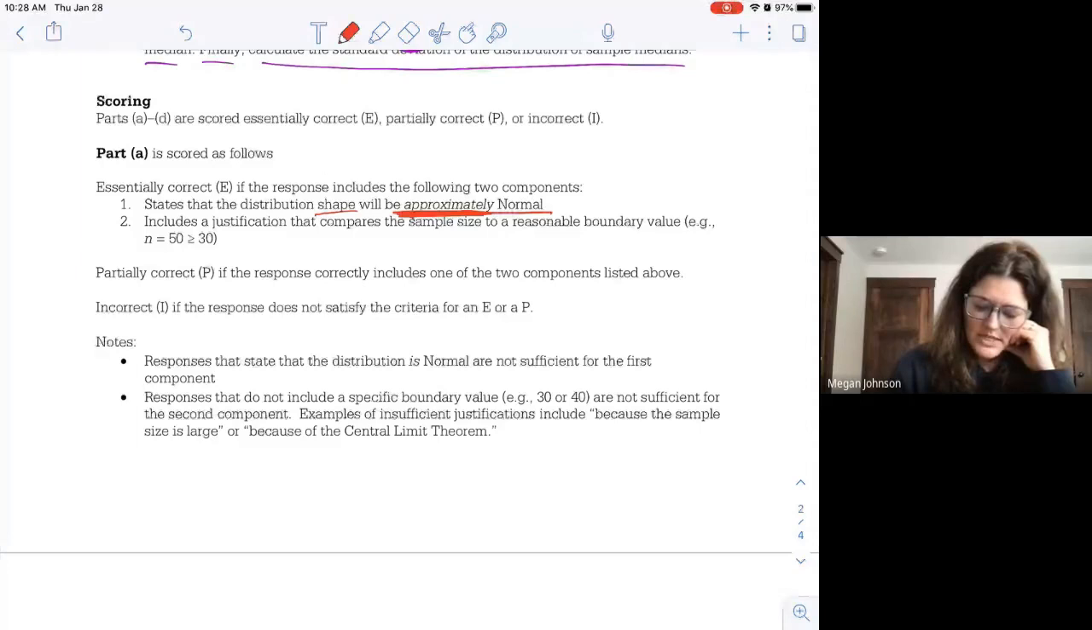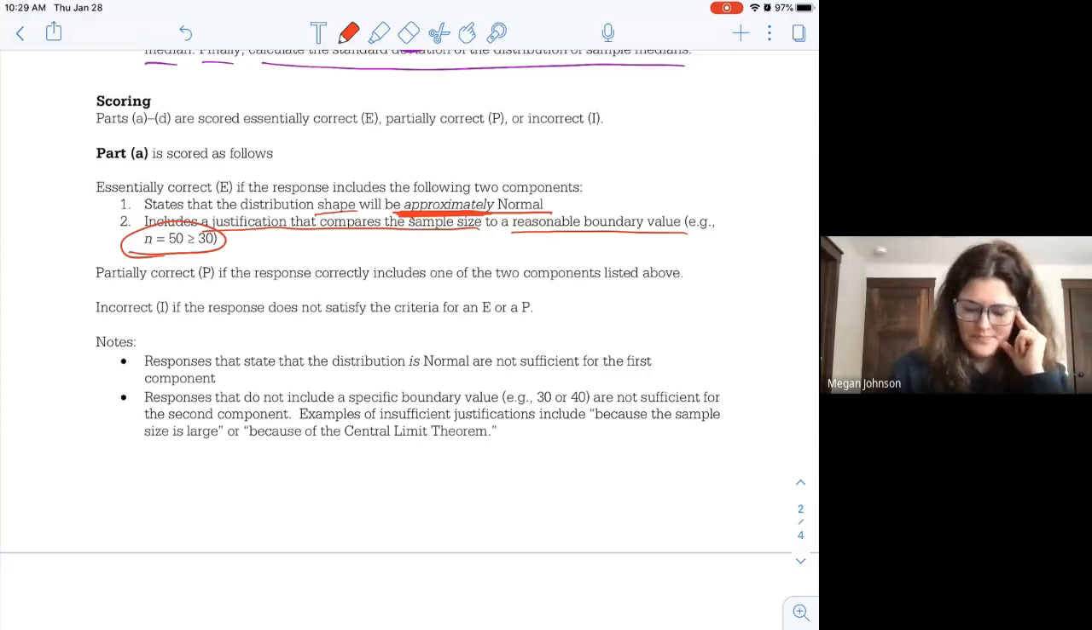Then the second component is includes a justification that compares the sample size to a reasonable boundary value. So they did it that way. So that is a big part. You may state the central limit theorem, but you need to state why this example fulfills the central limit theorem. Okay, it fulfills the central limit theorem because 50 is greater than 30. Okay, partially correct if you only have one of the two components, incorrect if you don't have either.